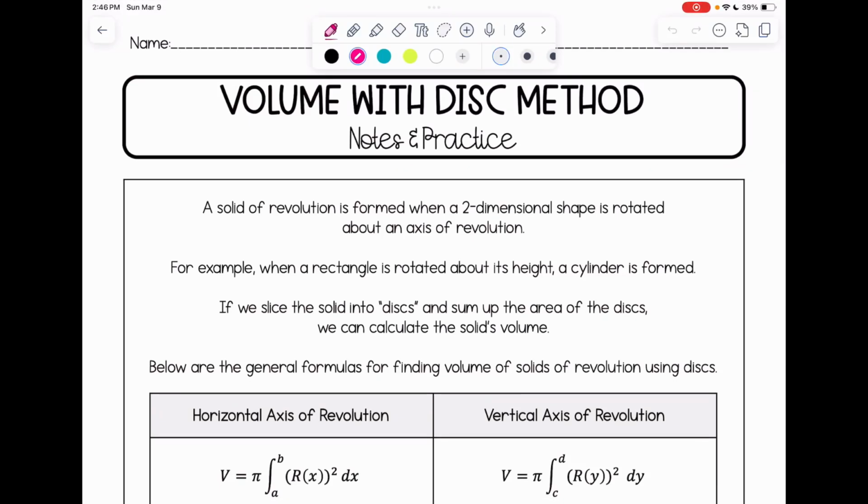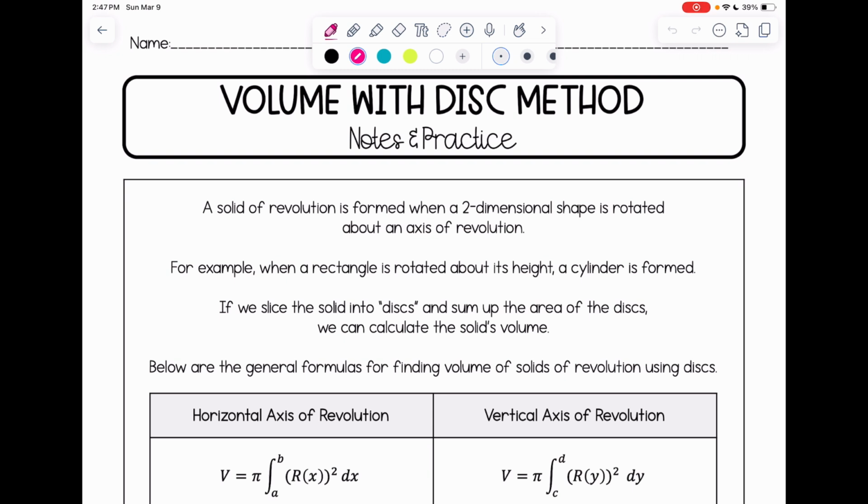In this video, we're going to be talking about how to calculate the volume of solids using what's called the disk method. We're going to think about a disk as basically a circle. We're also talking about something called a solid of revolution, which you might have learned in geometry. That's when you take a two-dimensional shape and continuously rotate it about an axis of revolution, and in turn, a solid of revolution, or a 3D shape, is formed.